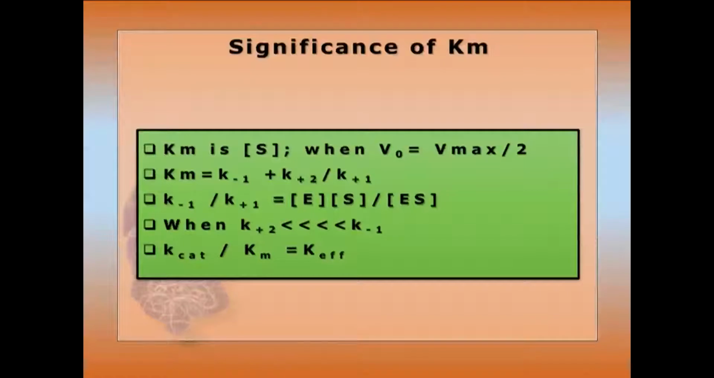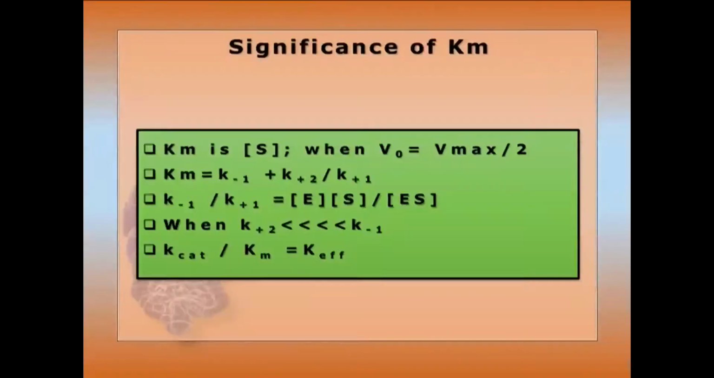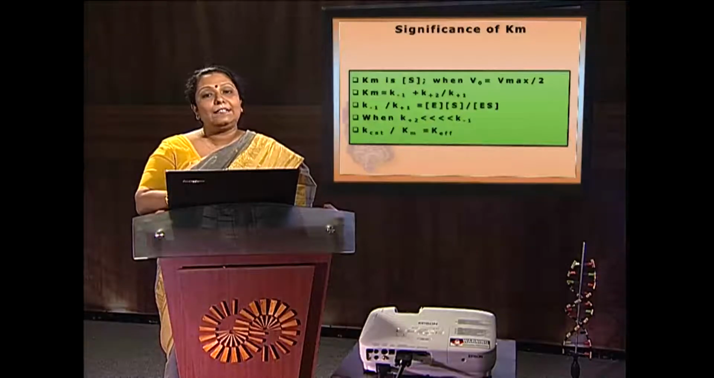The significance of Km. As we know, the Michaelis-Menten equation describes saturation kinetics as well as steady state kinetics. From here, we can observe the Michaelis constant Km. What is Km? Km is the concentration of substrate when V0, the initial velocity, is half of the maximum velocity. In the hyperbolic curve, ultimately it reaches the maximum velocity at the saturation level. Km is equal to Ks, and it is inversely proportional to substrate affinity, because Km is equal to K minus 1 plus K plus 2 divided by K plus 1. Now K plus 2 is very much less than K minus 1, so that is equal to K minus 1 divided by K plus 1.